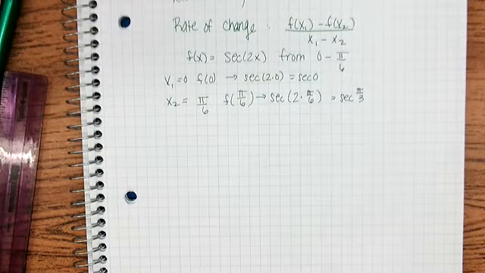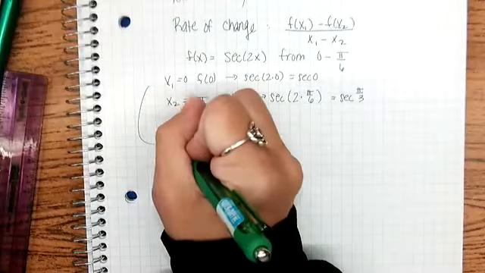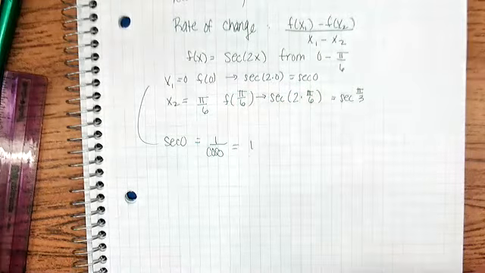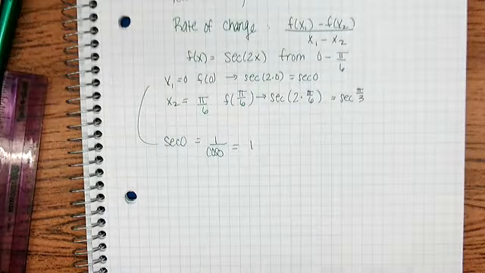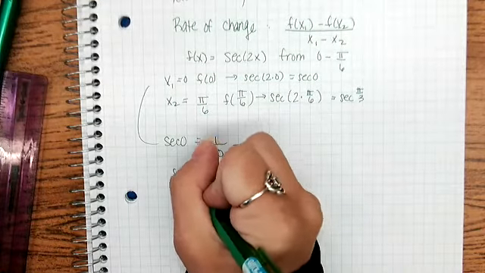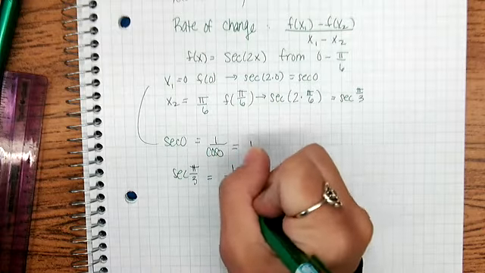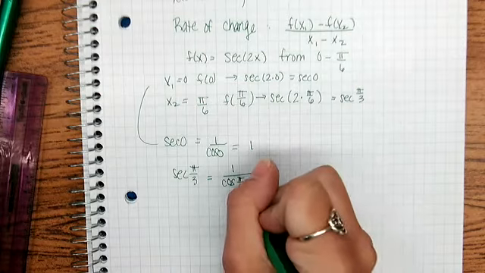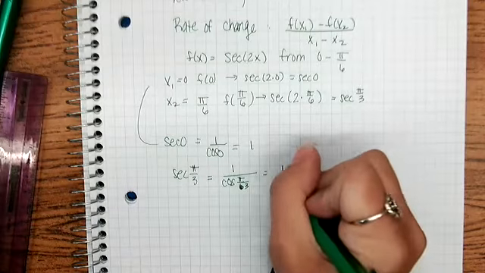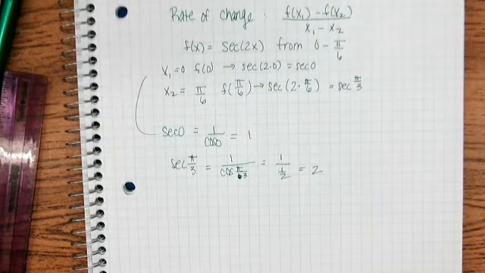The secant of 0 is 1. Let's just go over here. The secant of 0 is 1 over the cosine of 0, which is 1. Cosine of 0 is 1, 1 over 1 is 1. The secant of pi over 3 is equal to 1 over the cosine of pi over 3. Pi over 3, I wrote 6, it should be a 3. So this is 1 over 1/2, which is 2. Gotta know your unit circle.